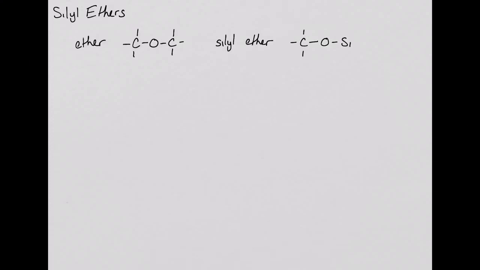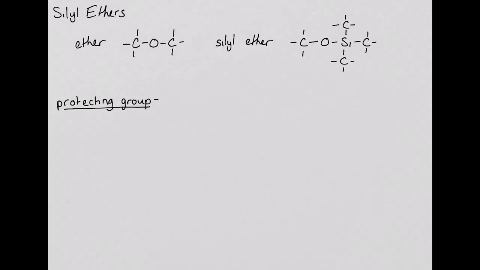Therefore, it also forms four bonds. And in a silyl ether, those four bonds are also to carbon. This is the general structure of a silyl ether. Silyl ethers are more easily formed and more easily cleaved than regular ethers. Because of this, they make good protecting groups.